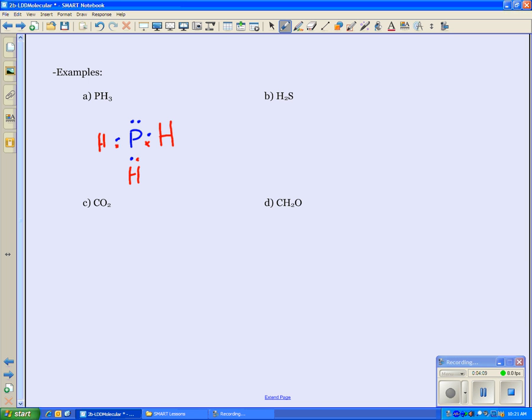Next is H2S. Again, we want to start with the highest bonding capacity atom. That's the sulfur. Sulfur is in group 16, so we draw 6 valence electrons. Next, we put in the hydrogens. So again, the electrons on the left and the bottom are where we need to form our bonds for the hydrogens.